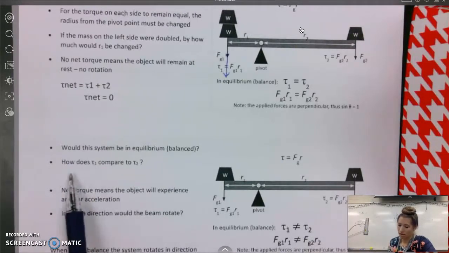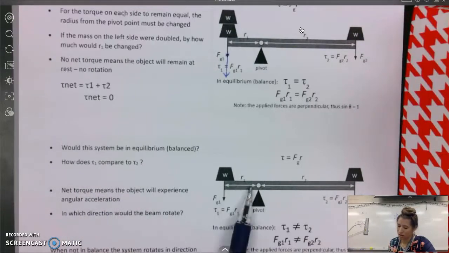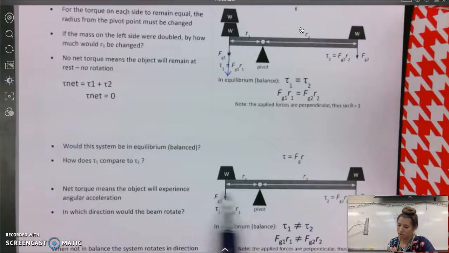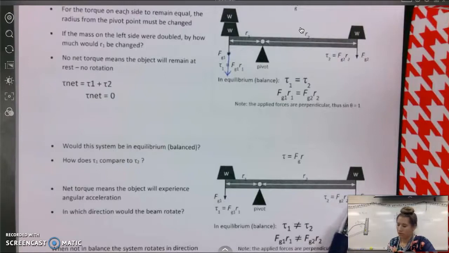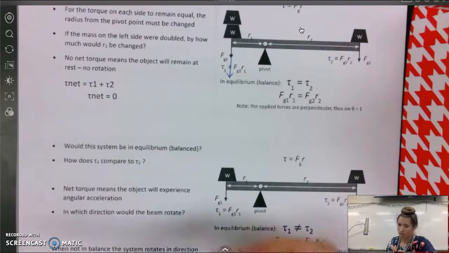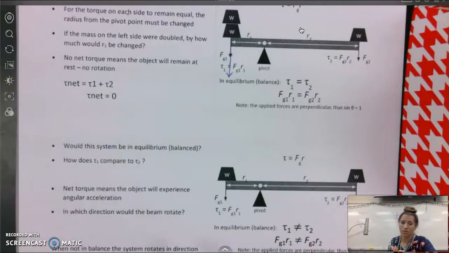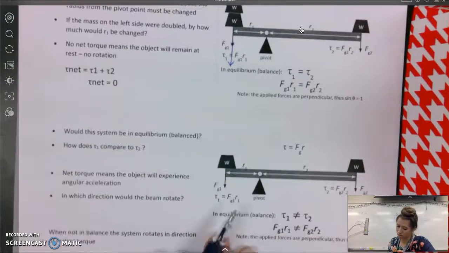Okay, so how does T1 compare to T2? Well, T1 has a shorter distance with the same force due to gravity, so it would be smaller than T2. In which direction would the beam rotate? This is a smaller torque, this is a larger torque. And so we would cancel out this and still have some left over. So that would be going down, so it'd be a clockwise rotation, which would be an overall, the sum of the torques would equal a negative torque.